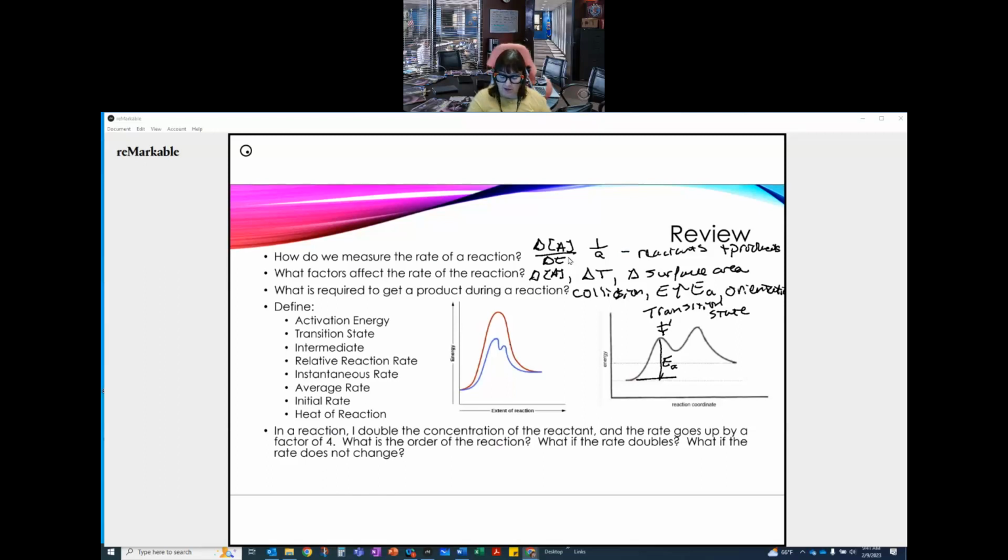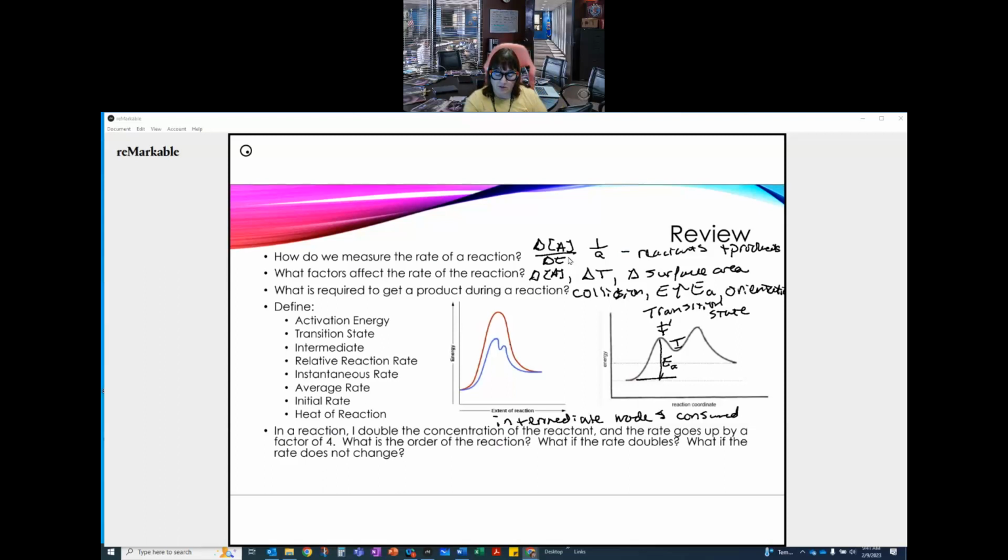An intermediate, on the other hand, is what exists in the well between two steps. So an intermediate is something that we can look at, measure, and pull out. It's made in one step and consumed in the next. So an intermediate is made and consumed. Okay, so there's my intermediate.